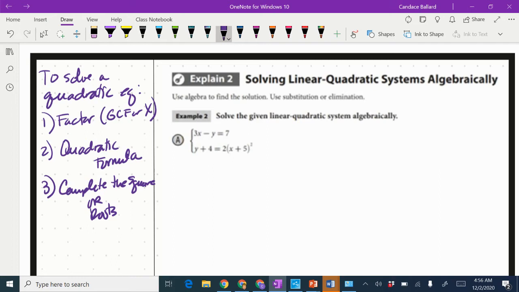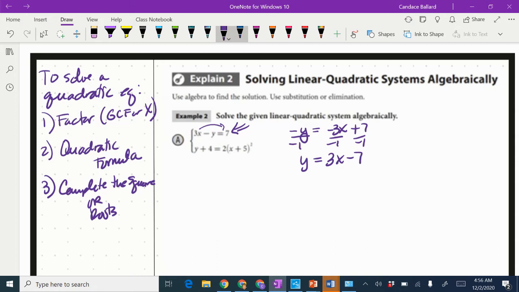So let's take a look at example 2. We are supposed to solve the given linear quadratic system algebraically. I'm going to use substitution here because I can't really use elimination. I'm going to solve the first equation for y. I get the 3x on the other side by subtracting it, so negative y equals negative 3x plus 7. Then I divide by negative 1, which gives y equals 3x minus 7.